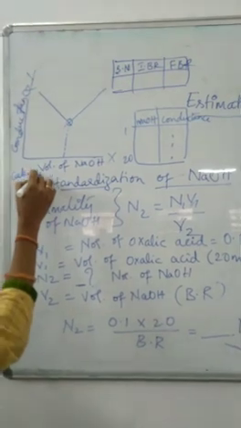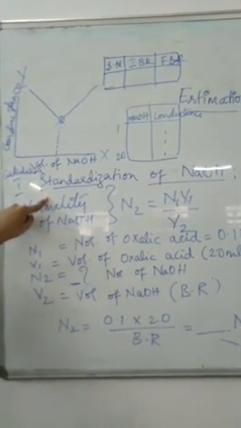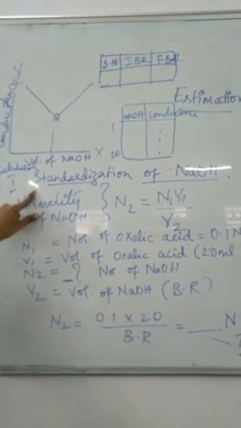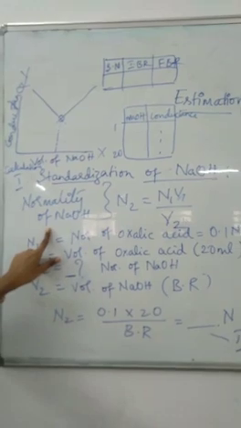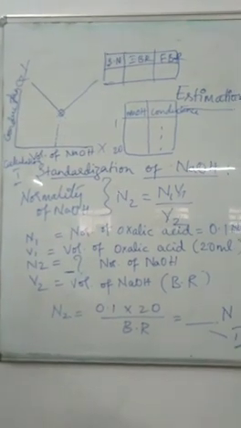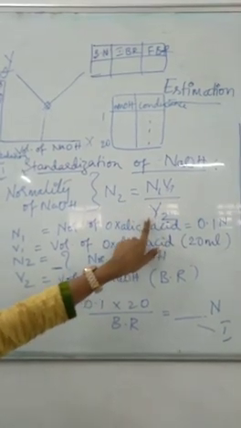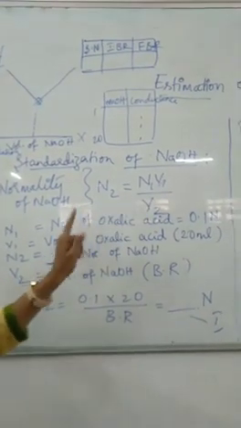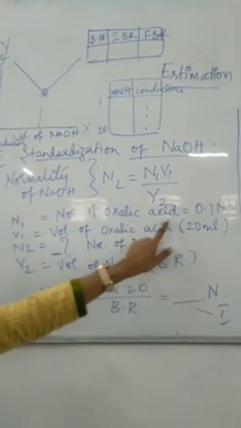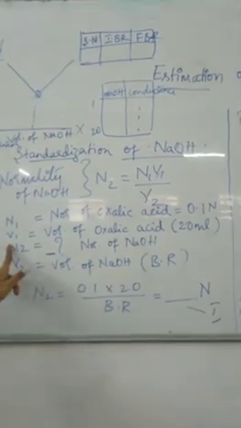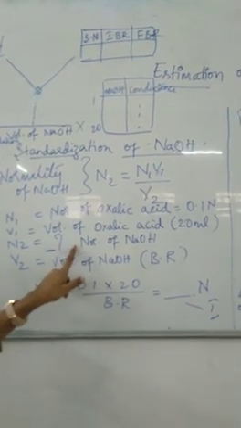So the first step is done: the standardization of sodium hydroxide, where we need to find out the normality of sodium hydroxide. We use the formula N2 equals N1V1 by V2. What are N1, V1 and V2? N1 is the normality of the oxalic acid, V1 is the volume of oxalic acid, and N2 is what we have to find out.